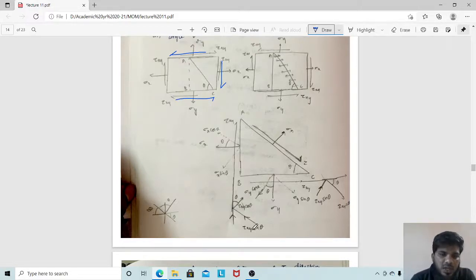So this is tau xy cos theta, this is tau xy sin theta. Similarly, we have done this here: tau xy cos theta, tau xy sin theta. Similarly, we have done sigma y here. This is theta, this is sigma y cos theta, this is sigma y sin theta.